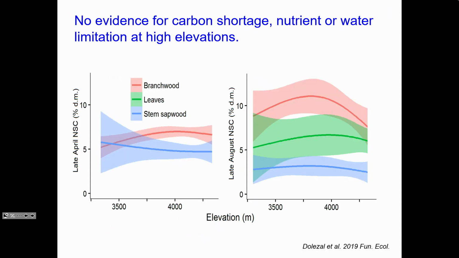But when we look at proxies of carbon limitation and nutrient limitation, by measuring concentration of nutrients in leaves and concentration of sugars in different organs, branches, leaves, stem, sapwood, we didn't find any support that tree line trees would be limited. So they are fully charged, they have enough water, they have enough nutrients, they have enough carbon, but they cannot invest it because the temperatures during the growing season are low.